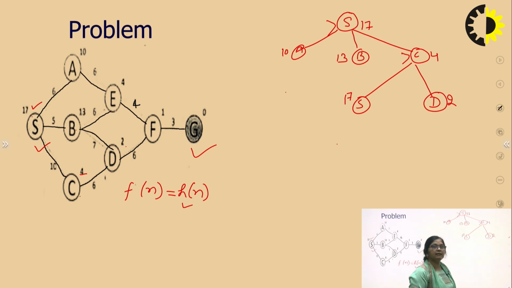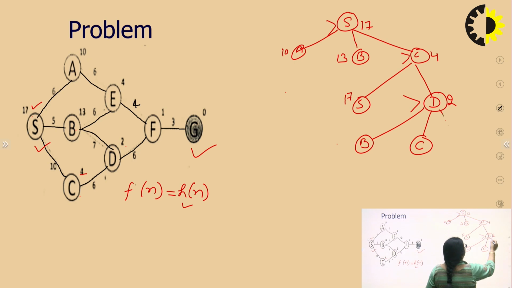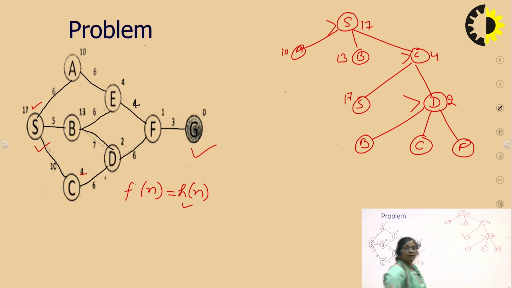So what I will select? I will select for next processing D. So D I selected. Now I will check, is it goal? No, it is not goal. Okay, so we will expand it. So D is having 3 neighbors, B, C and F. What is the heuristic value of B? It is already, we know, 13, 4 and 1.